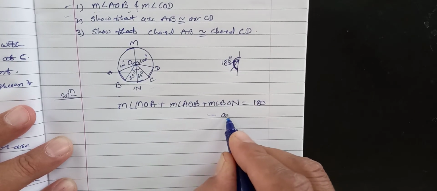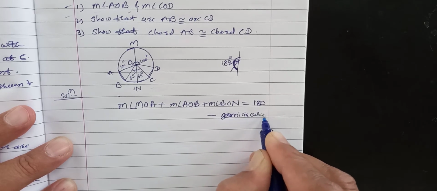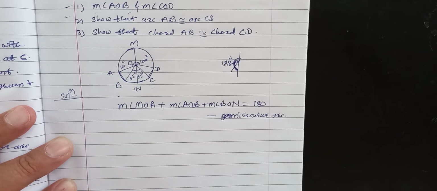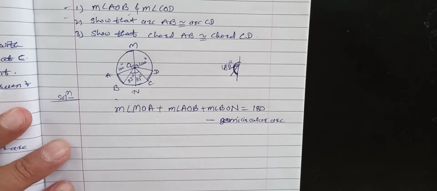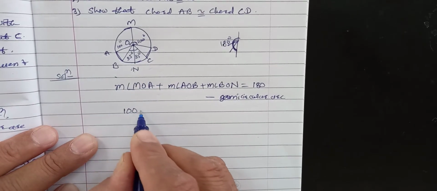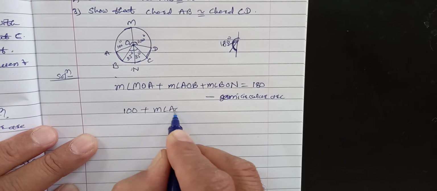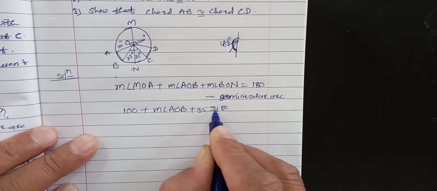So, semicircular arc. Semicircular means half of a circle. We know the measure of a circle is 360, so half of it is 180. So put the values. MOA is 100, AOB we don't know, write it as it is, BON is 35, equal to 180.